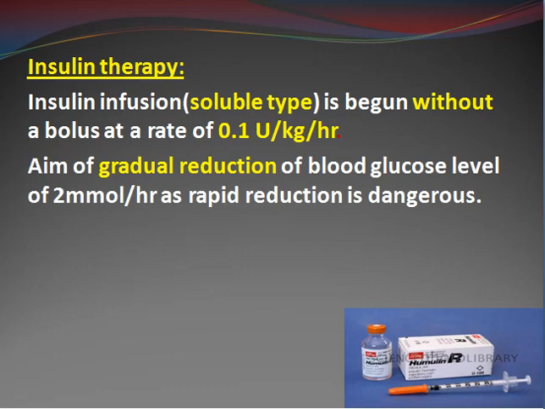Insulin therapy. Insulin infusion: we use soluble insulin, given without any bolus dose, at a rate of 0.1 unit per kg per hour. The aim is a gradual reduction of the blood glucose level by 2 mmol per hour, as a rapid reduction is dangerous.